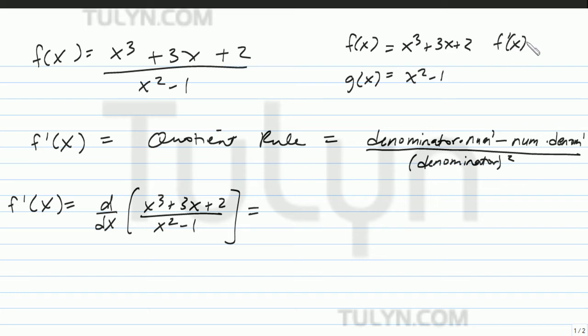The derivative f prime of x is equal to the derivative of x to the third, because of the power rule, is 3x squared, because 3 minus 1 is 2, plus the derivative of positive 3x, which is 3. The derivative of g of x is g prime of x, and that's equal to the derivative of x squared, which is 1x to the first power. The derivative of the constant negative 1 is 0, so this is going to equal x, right? So then it'll be the denominator x squared minus 1.